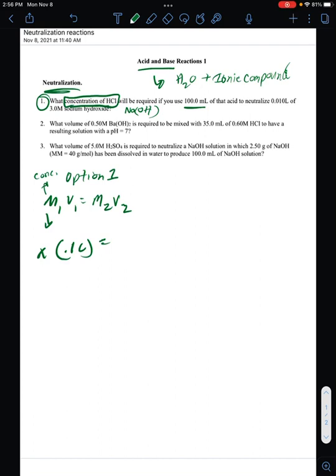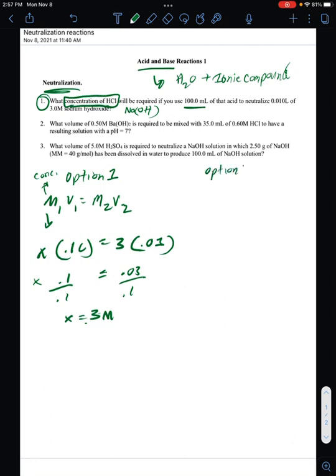So how much of that will we need, or what concentration of that will we need to neutralize a 3 molar solution that has a volume of 0.01 liters. So you can solve this pretty simply. So you'll have 3 times 0.01 equals 0.1x. So you'll have 0.03 divided by 0.1. So the concentration that we need would be 0.3 molar. So that's the first option.